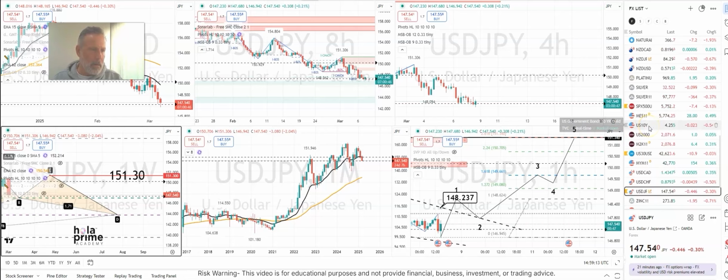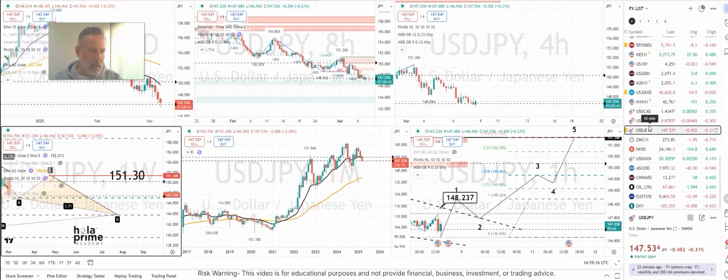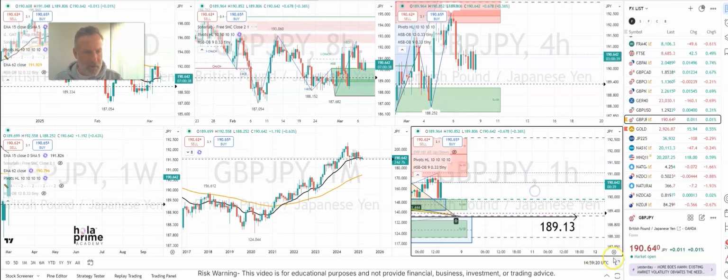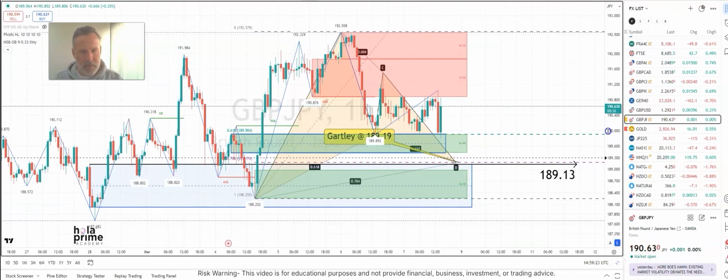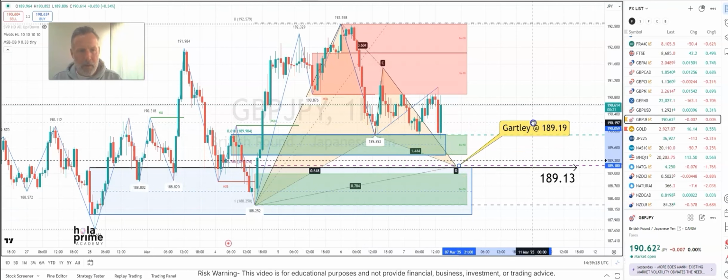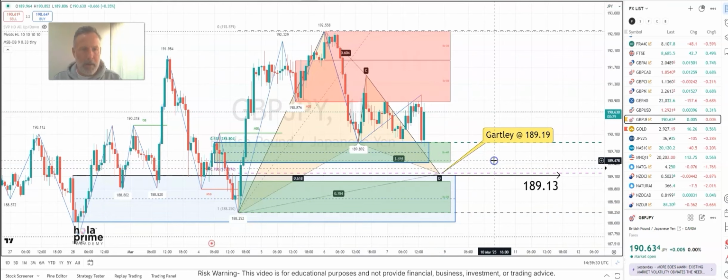One yen cross that I particularly like at the moment is sterling yen, because I prefer to see completed patterns, and here we can note a Gartley formation completing at 189.19. Now, why do I like that? Well, firstly, it's a completed pattern, as I previously said. Secondly, it gives me a defined entry. And thirdly, it gives me a defined stop. So the stop loss for me would be underneath the previous swing low, which is at 188.25.